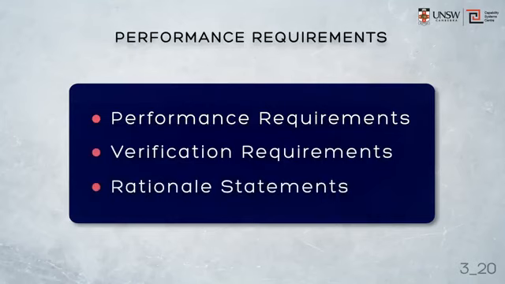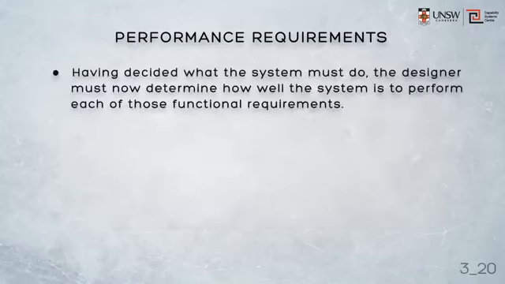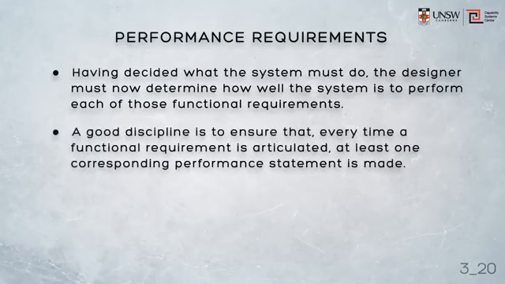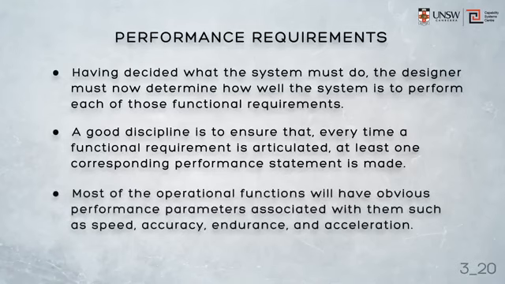First, performance requirements. Having decided what the system must do, the designer must now determine how well it must perform each of those functional requirements. It's a good discipline to ensure that every time we write a functional requirement, at least one corresponding performance statement is made. Now, most of the operational functions will have an obvious performance parameter associated with them, for example, speed, accuracy, endurance, acceleration, and so on.